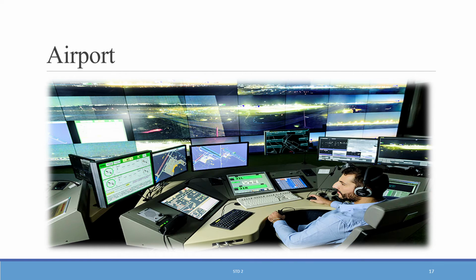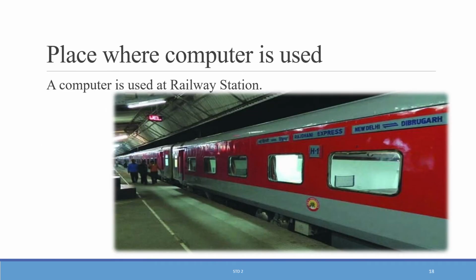So now the next place, you can see this picture. Which picture is it? This is a train, right? So where is a train? At the railway station. So this is a picture of a railway station. Yes, this is a picture of a railway station. So I am writing that a computer is used at the railway station. What I am writing here?